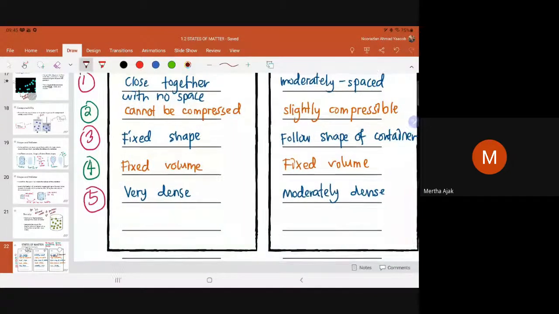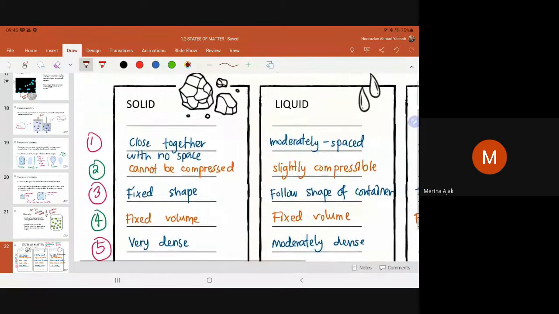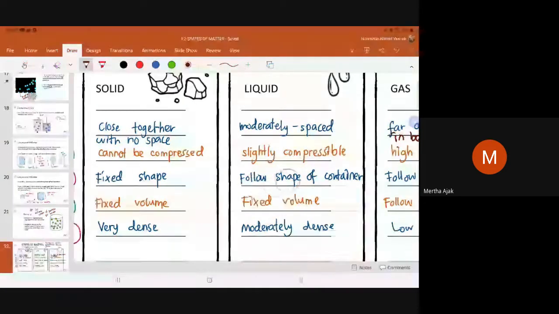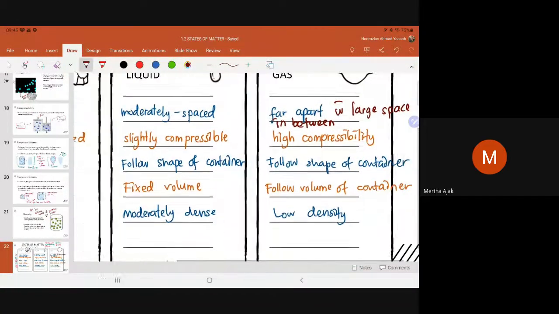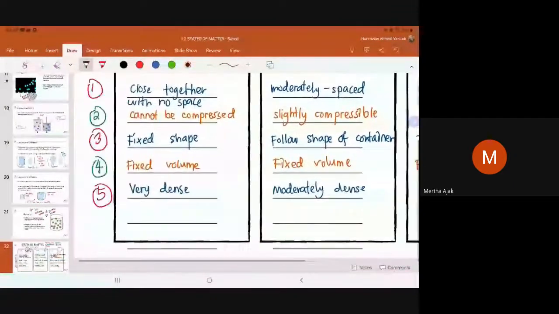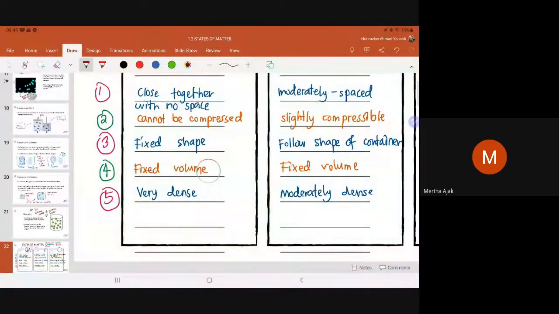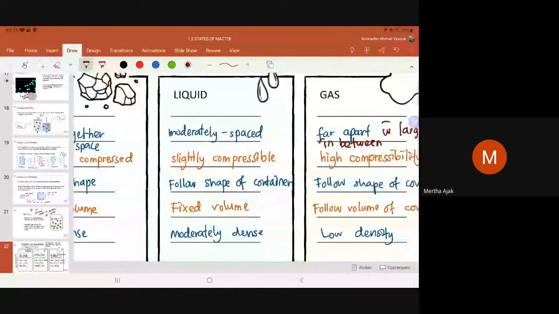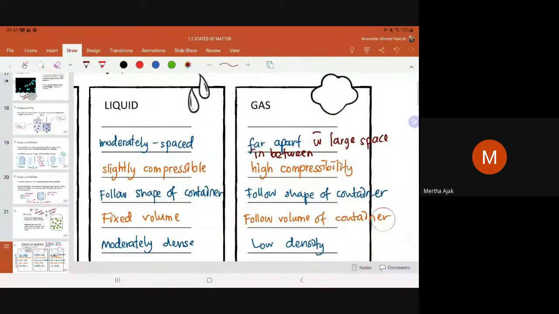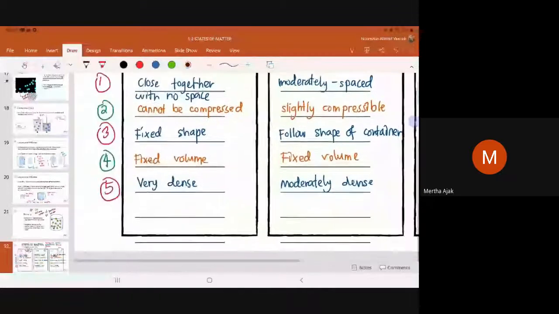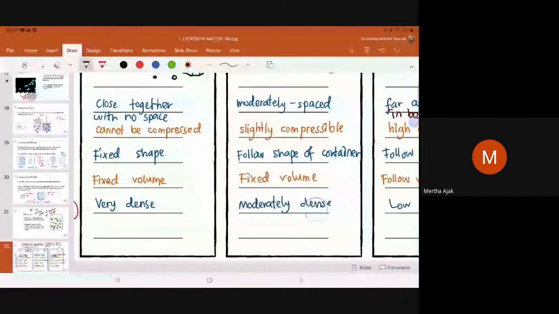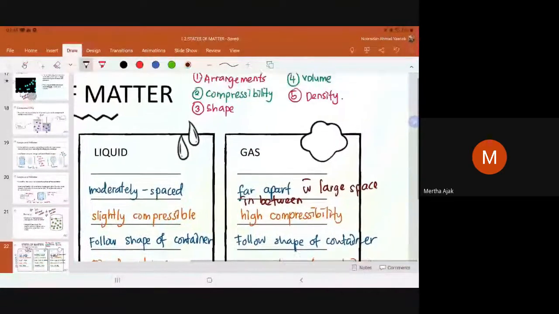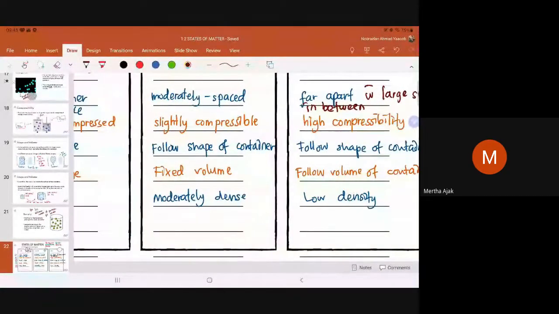The next ciri pula, the next properties of states of matter, shape. Kalau solid, shape dia fix. Kalau liquid, follow the shape of container. Kalau gas, follow the shape of container juga. Okay. And then kalau volume pula, solid, fixed volume. Liquid, fixed volume. Gas, follow volume of container. And the last one is density. Solid is very dense. Liquid is moderately dense. And gas has low density.